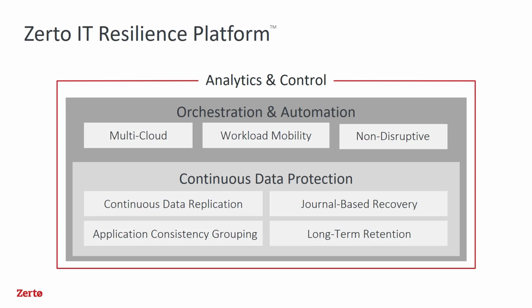The core of Zerto's IT resilience platform is continuous data protection. This is the engine which moves data from A to B, and this also allows you to rewind workloads back in time for those recovery use cases. So we use continuous data replication to move that data from A to B, or from A to B and A to C, because we also support one-to-many replication.